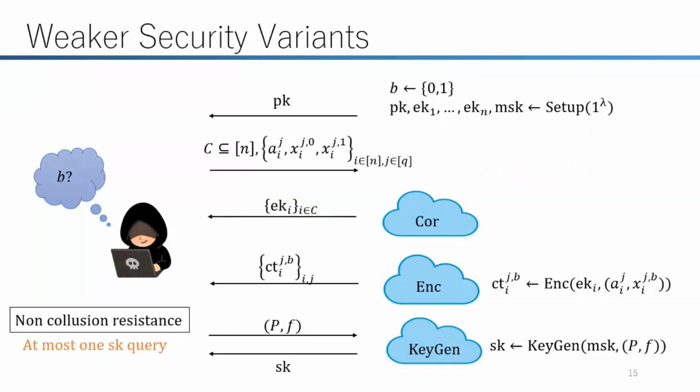The third one is no corruption and no collision resistance. In this setting, the adversary can only make at most one secret key query. This notion is also weak, because if the adversary obtains more than one key, then the security may break down.